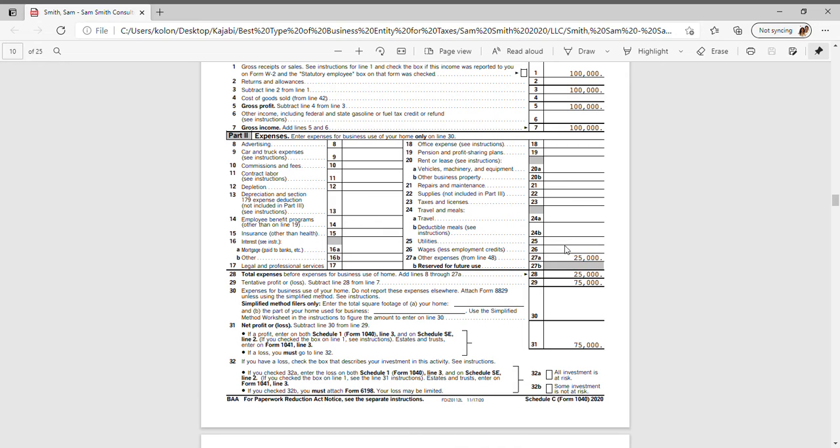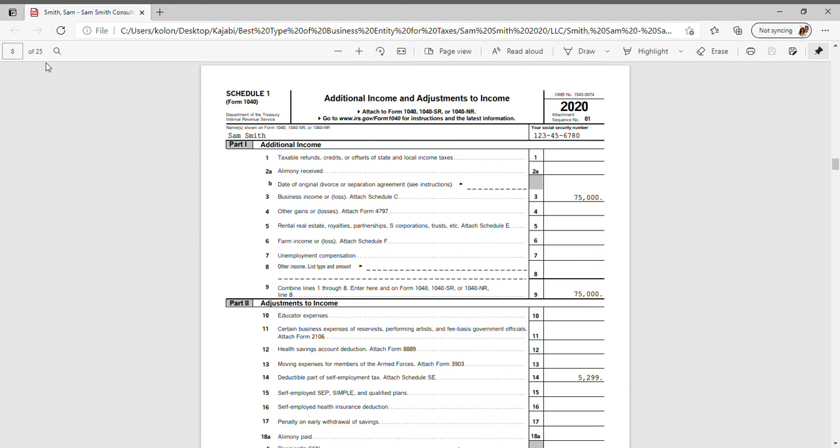So how does that relate to the personal return? Well, this is where it starts. So if you look at line number 31, that $75,000 on line number 29 drops down to line number 31. And as you see, it relates to Schedule 1. And that Schedule 1 is the beginning of the personal tax return. And then you see it right here on line number 3. That again is that business income directly related to Sam Smith Consulting LLC.